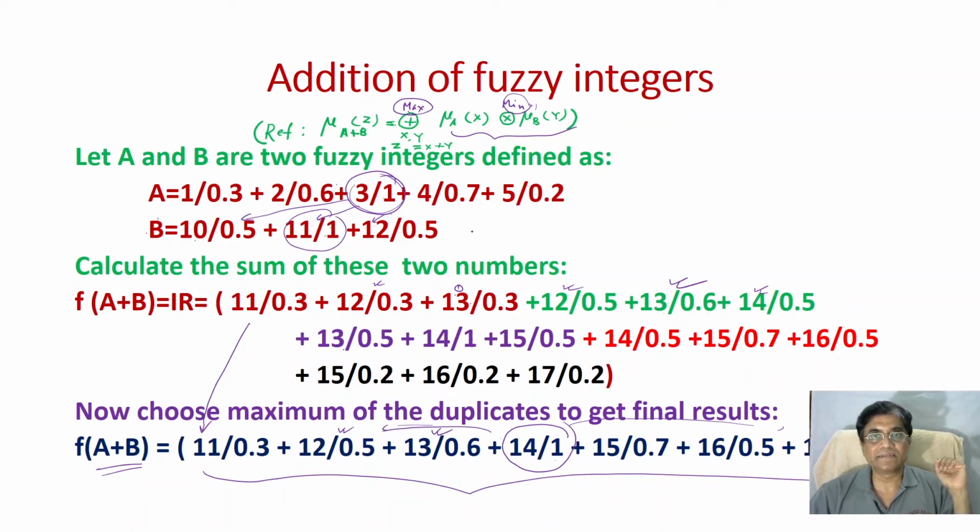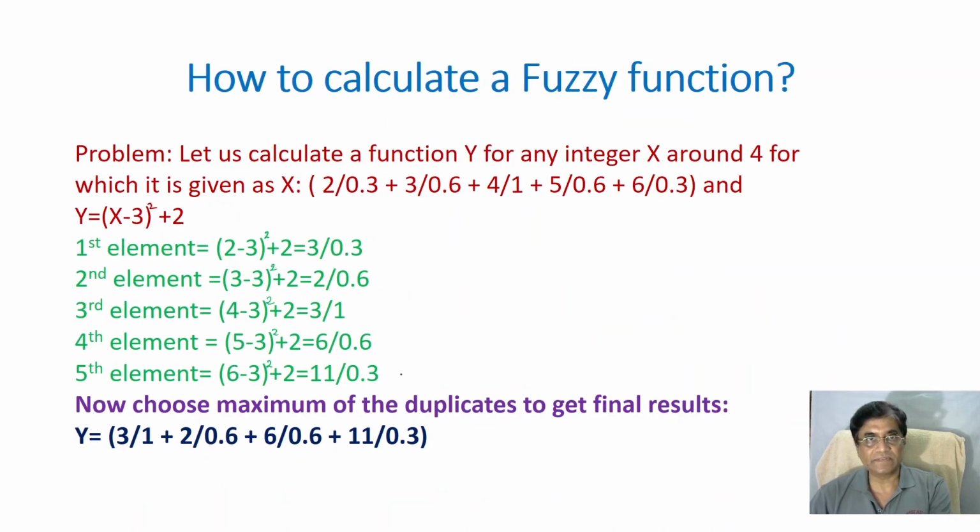Once you know the negation, fuzzy subtraction you can also do, fuzzy multiplication and division also you can do, and those you will have to do as assignments. Also, I will now show how to calculate a fuzzy function. Say I have a function defined like this: y equal to (x minus 3) square whole square plus 2. This is the functional relation between y and x.